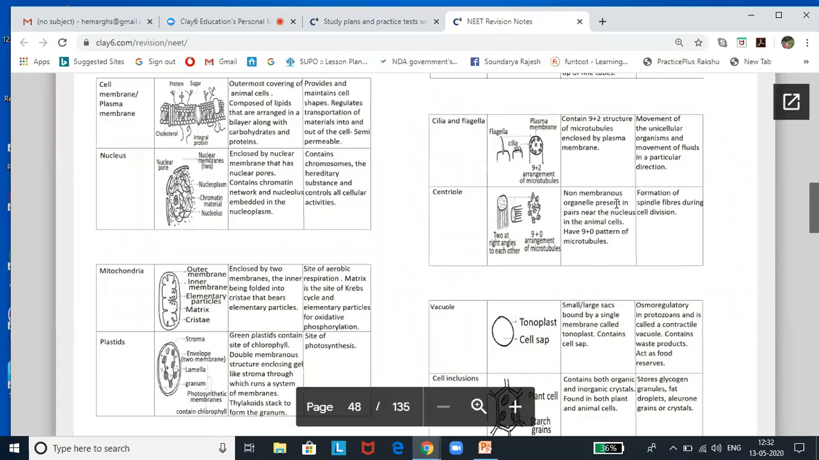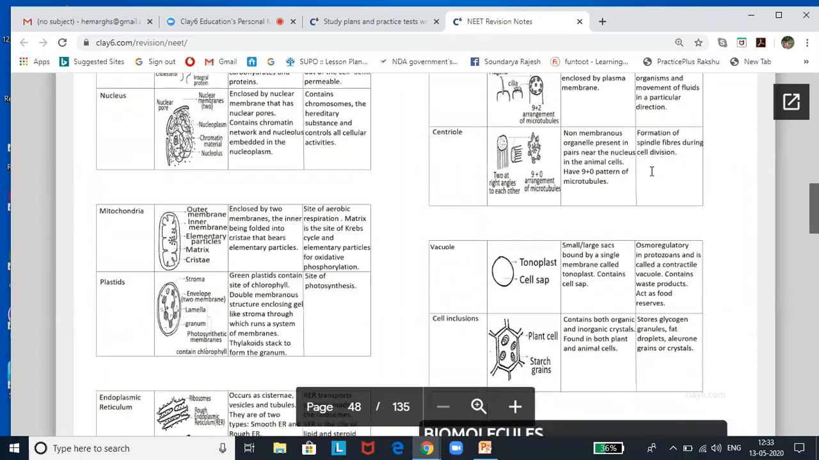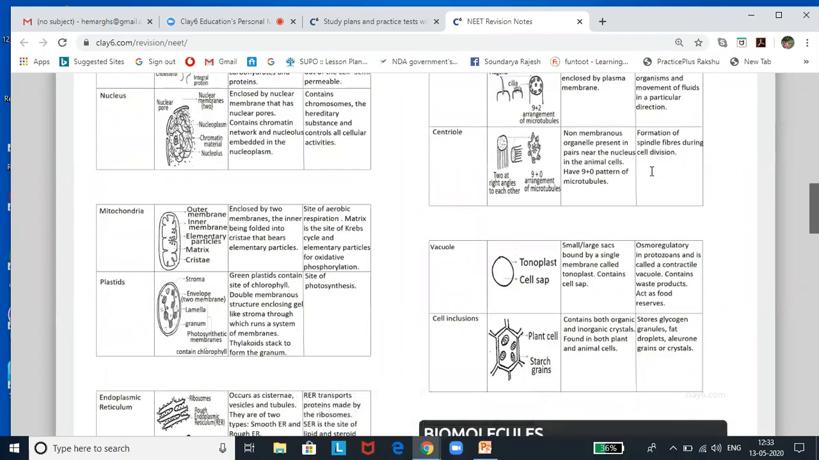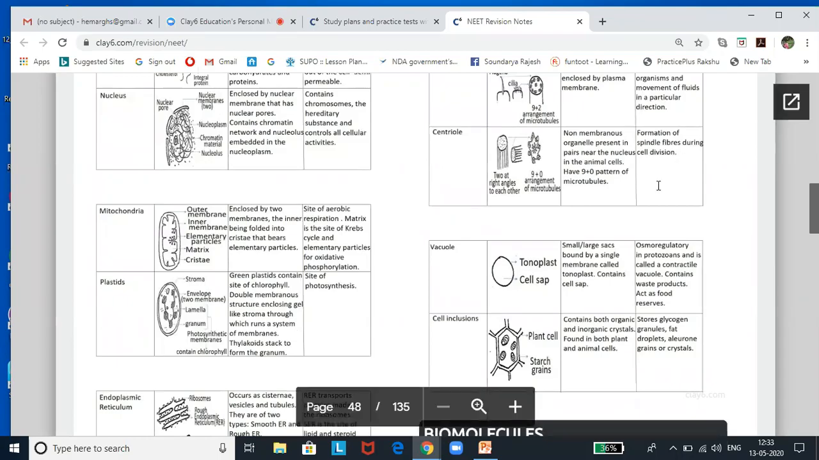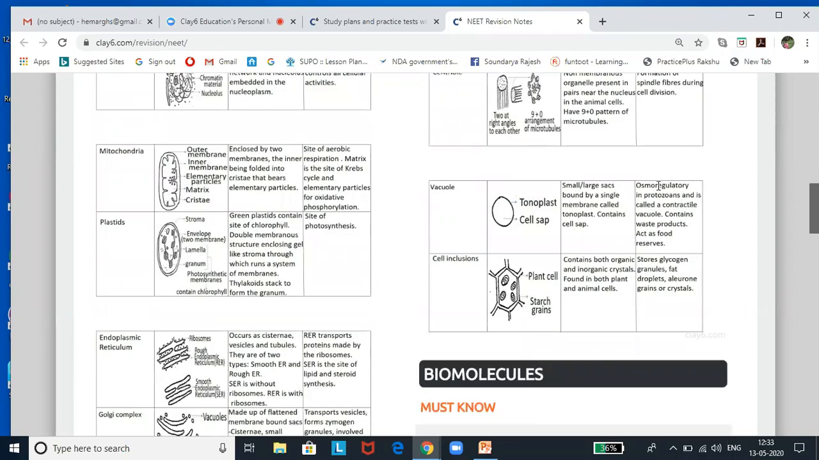This 9 plus 2 and 9 plus 0 is the microtubule arrangement. Centriole helps in the formation of spindle fibers during cell division in the animal cell, and these are absent in the plant cells. Now let us look at the vacuole.